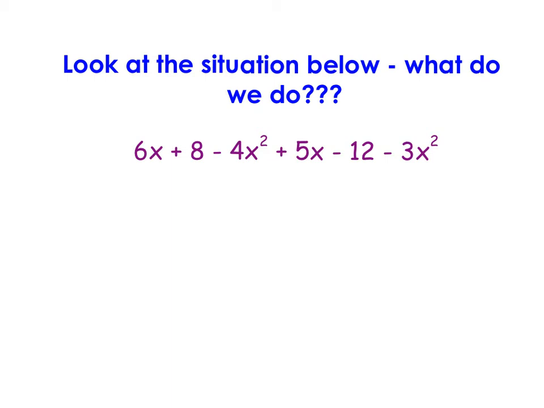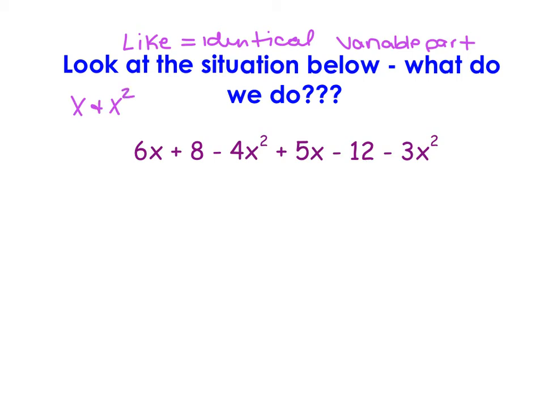And remember, like terms is talking about an identical or the same variable part. So we're looking for an exact same variable part. So x and x squared are different. So you might want to make a note of that. X and x squared are different. So we're going to solve this just like we did the other ones, but we're not going to combine anything unless they have identical variable parts.